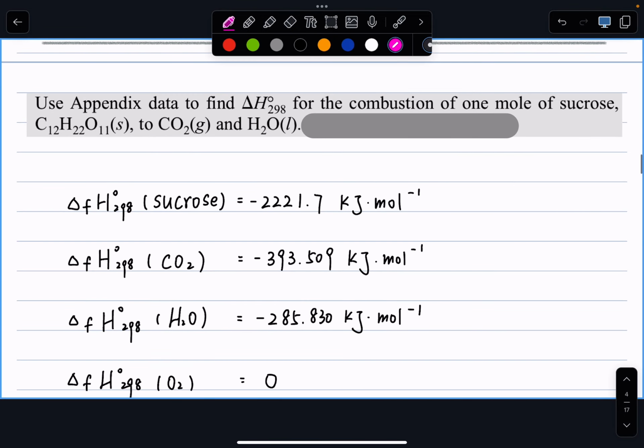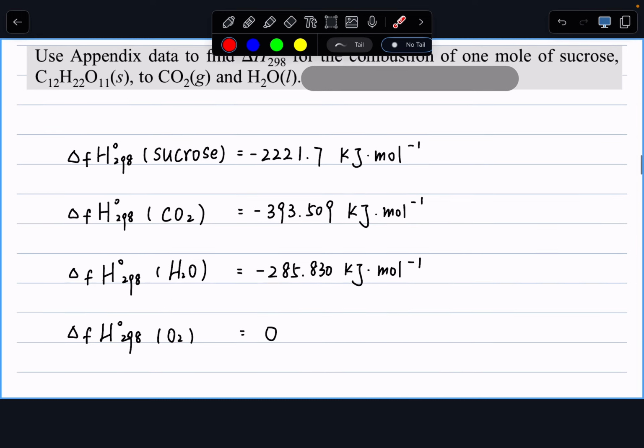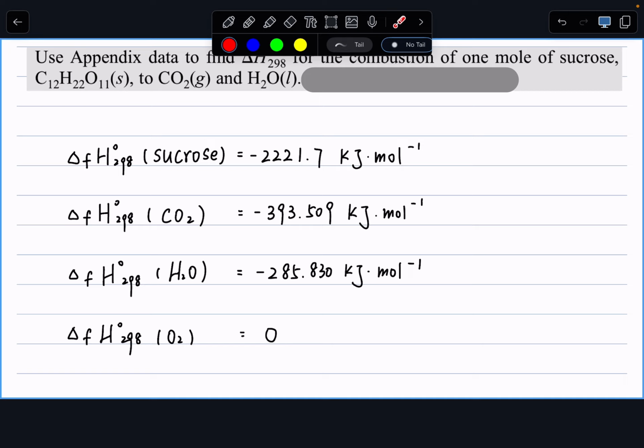So for example, this is the question we have, say an in-class practice. Use appendix data to find the standard heat of reaction for the combustion of 1 mole of sucrose, whose formula is given, to carbon dioxide and water. Right, so in the appendix table, you'll be able to find this information. These are the heats of formation of each reactant or product involved in this reaction. So how do we do it? Obviously, we first want to write out a balanced chemical reaction. I do expect you to know how to balance a chemical reaction.